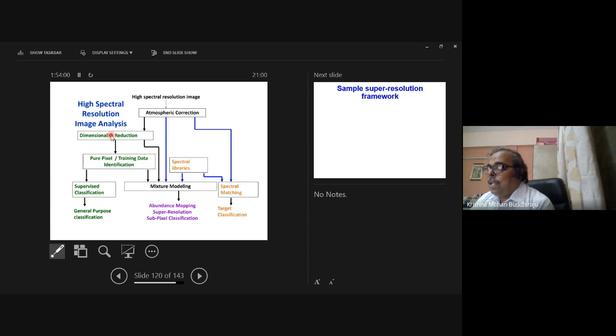On the other side, purely image processing wise, first you perform a dimensionality reduction because you have a very large number of spectral bands, and then you get your training data and perform your classification, etc. So there is so much in hyperspectral images.